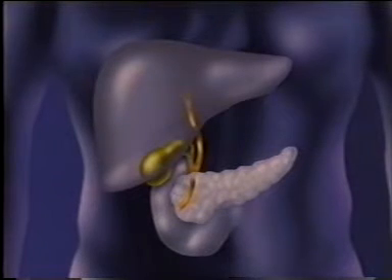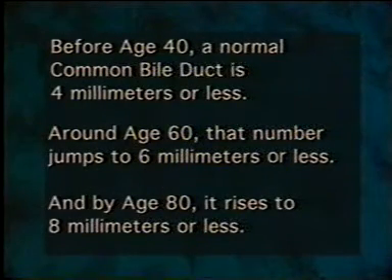The normal common bile duct, a tiny tube coming out of the porta hepatis, increases by 1 millimeter per decade starting at about age 40. Before age 40, a normal common bile duct is 4 millimeters or less. Around age 60, that number jumps to 6 millimeters or less. And by age 80, it rises to 8 millimeters or less.